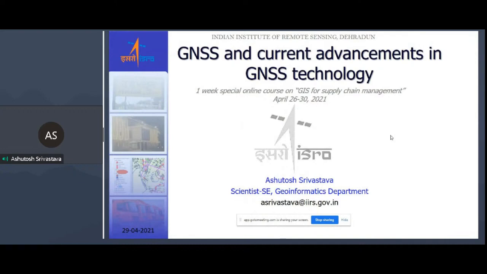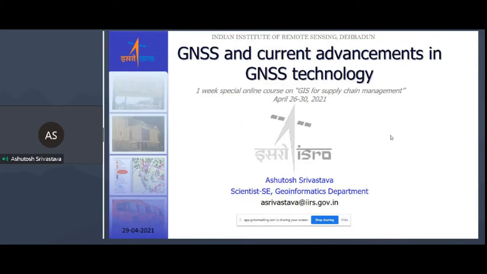Good afternoon. In this lecture, we will discuss GNSS and its current advancements in GNSS technology. GNSS is basically a common name for Global Navigation Satellite System. You know about GPS and the Indian Regional Navigation Satellite System. These are various constellations which, if we take the common name, come under the Global Navigation Satellite System. Similarly, we have constellations from Russia, that is GLONASS, and Galileo from the European Space Agency.